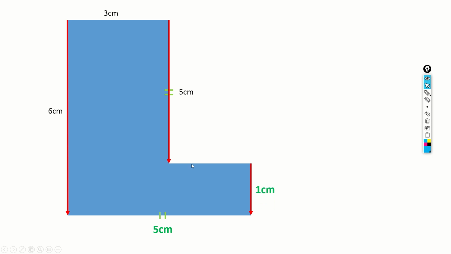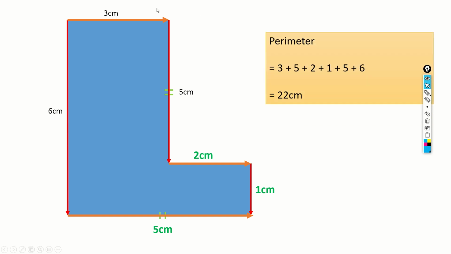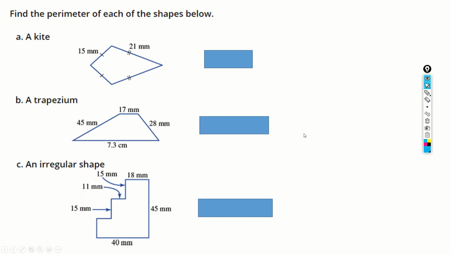We can do the same approach for the last missing side there. We'll draw some arrows in. We've got a 5 centimeter length along the bottom, and these two are parallel. If we add them together, they must add up to 5. So 3 plus something equals 5. This missing one is 2. Once we know all of the sides, we can just go around and add them all up. 3 plus 5 plus 2 plus 1 plus 5 plus 6 till we get back to the start. We end up with 22 centimeters.